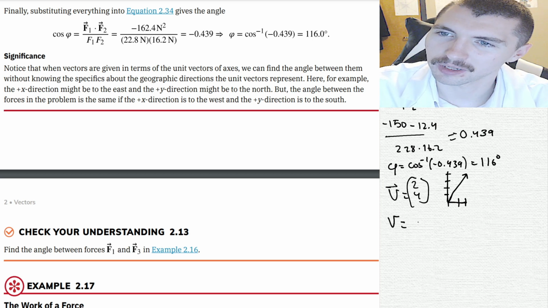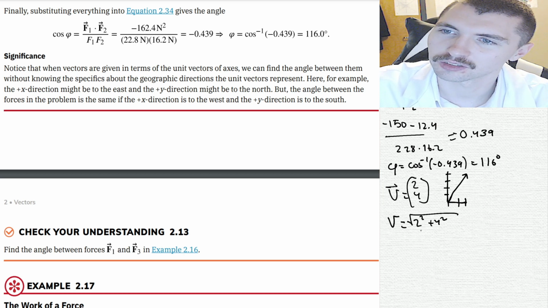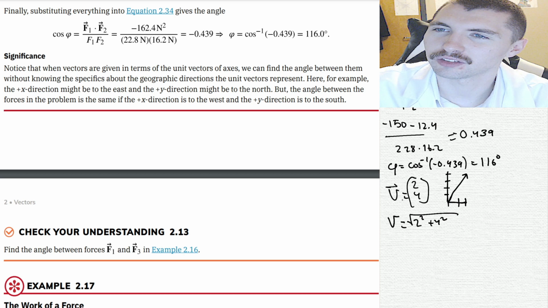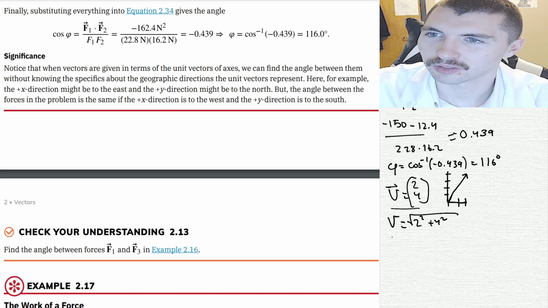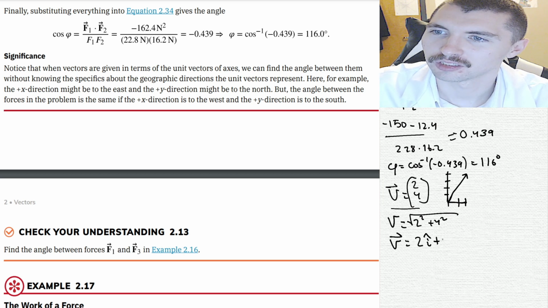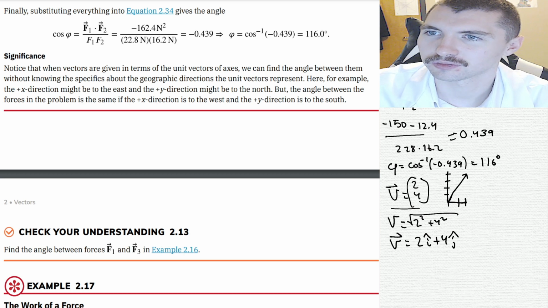The magnitude is 2 squared plus 4 squared. So how do you write this in terms of i hat? It'd have to be like 2 i hat plus 4 j hat. Okay.